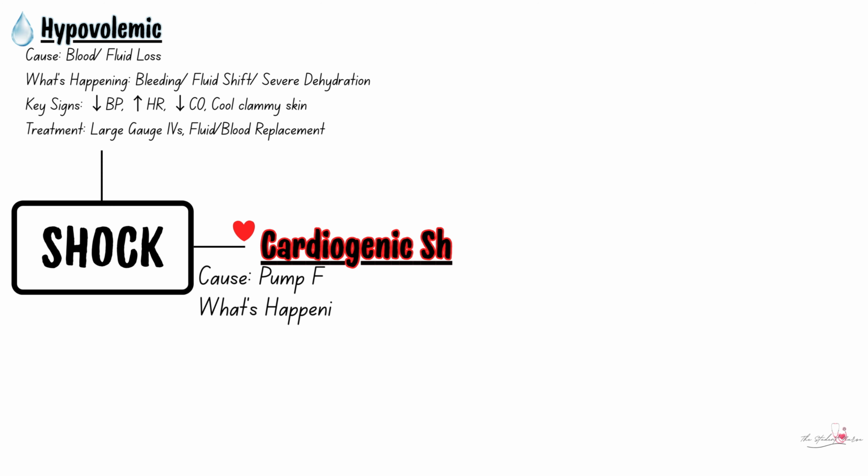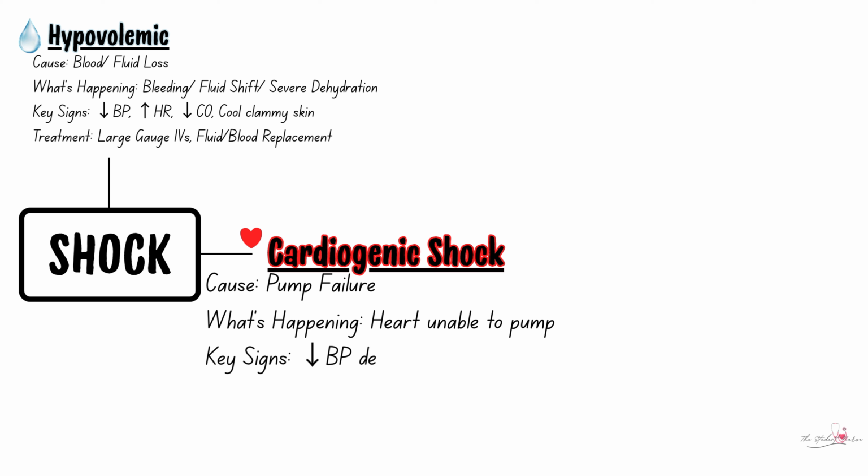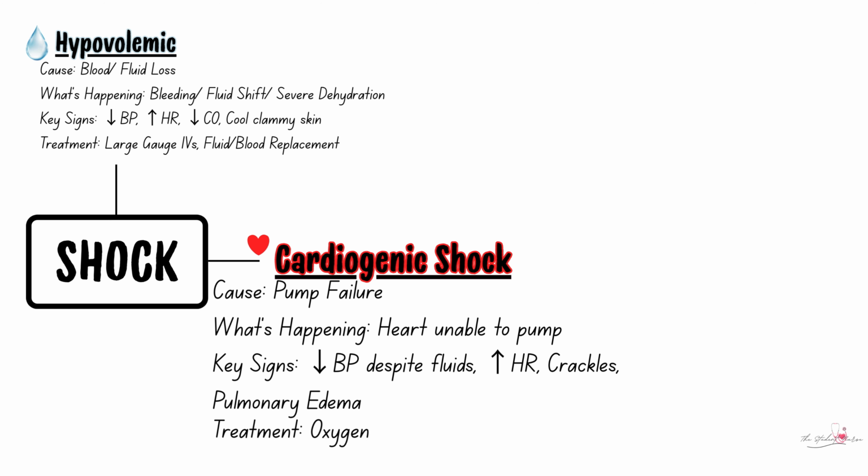Cardiogenic shock is a pump problem. In this case, the heart is unable to pump effectively to meet the needs of the body, even though volume may be adequate. This then causes a buildup of fluid in the lungs. Key signs include hypotension despite fluids, tachycardia, pulmonary edema, and crackles on auscultation, caused by fluid backing up into the lungs. Management focuses on oxygen, vasopressors or inotropes, and diuretics often used to reduce pulmonary congestion and decrease workload of the heart. Because the heart is failing, giving fluids does not significantly improve blood pressure and may worsen symptoms.